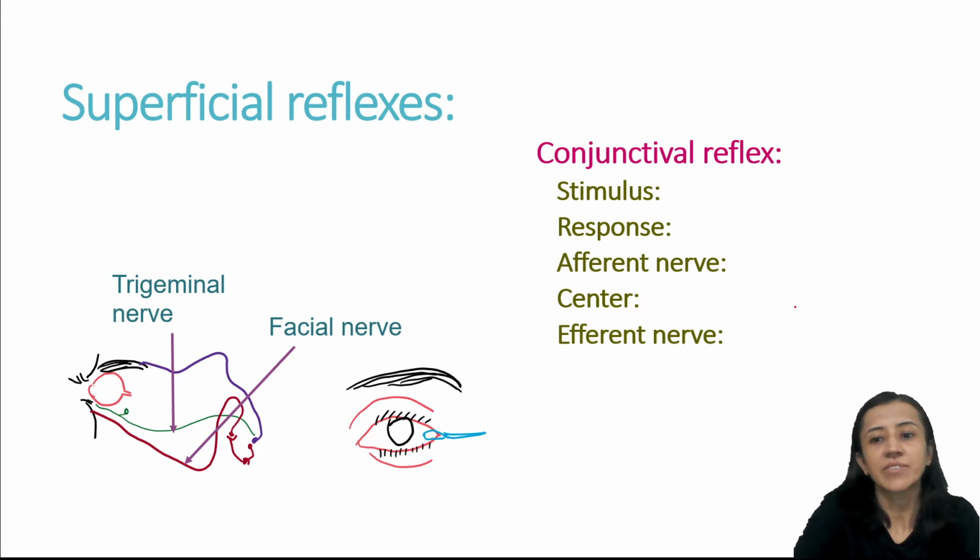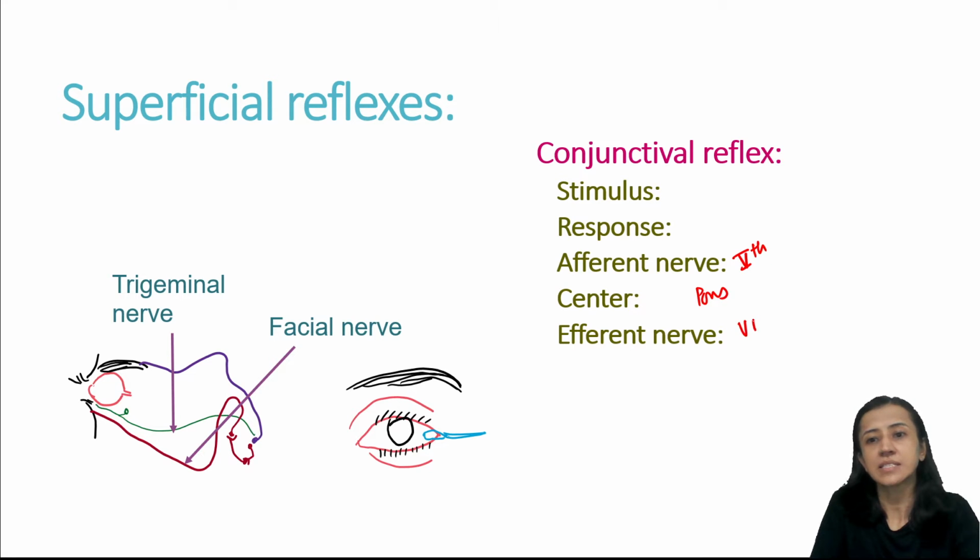Then conjunctival reflex. Here, it is a little bit different. You have to touch the conjunctiva. Try to irritate the conjunctiva with the help of a wisp of cotton. The response would be blinking of the eye again. Afferent nerve is the fifth cranial nerve, that is trigeminal, center in the pons, and efferent is the seventh cranial nerve.